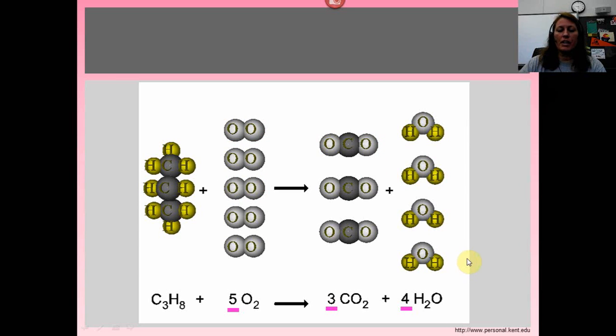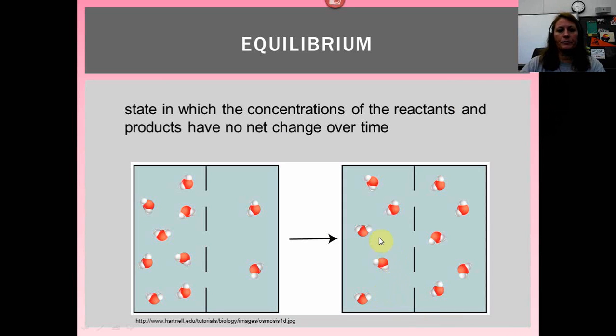Here's just another example. You can pause this and take a look at it if you want to, and you'll notice that, for example, on this side of the reactants I have 10 oxygen. Total on this side here is 6, so 3 times 2 is 6, plus 4, so that gives me a total of 10. So just be careful about that.